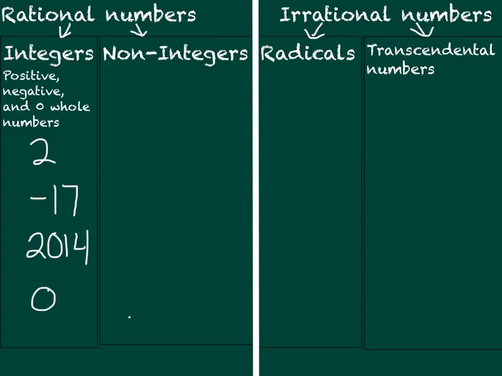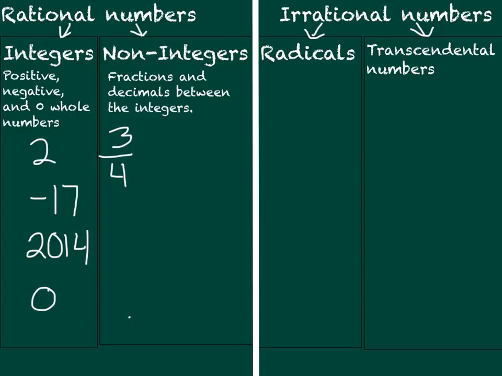All right, now our non-integers are going to be all the numbers that are in between the integers, all the fractions and decimals between them. An example of a non-integer would be 3/4, or even mixed fractions, 1 and 2/7. That's between 1 and 2. We can have negative non-integers as well, like -4.63, because that's between -4 and -5.